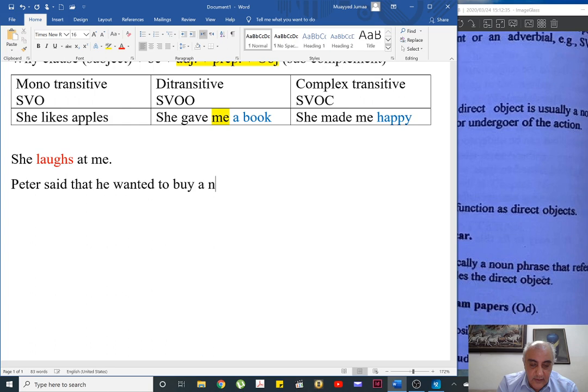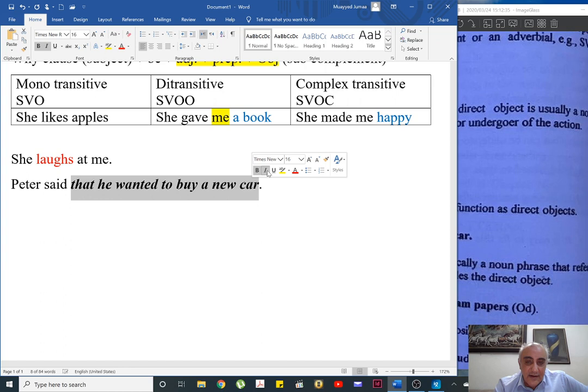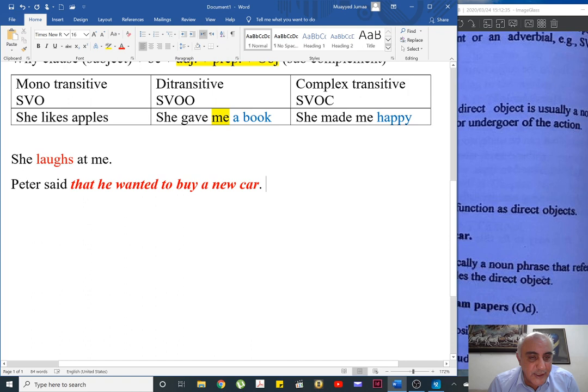زين. Peter is the subject. Said is the verb. Okay. That he wanted to buy a new car altogether, altogether is what? Object. Direct object. فهنا ال direct object هو شنو؟ عبارة عن clause، not a word, one single word. اللي هو ال object يكون عادة one single word. فهنا شلون سوينا ويا ال subject؟ ال object أيضا ممكن يكون one single word. So Peter is the subject and said is the verb. That he wanted to buy a new car altogether is the object of the sentence.